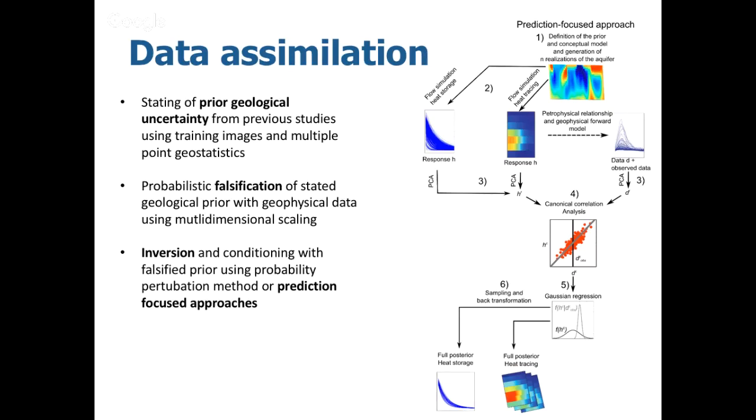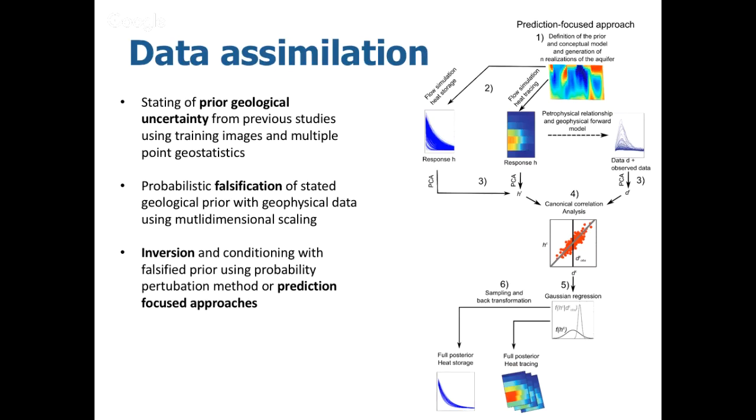The idea is that once you have defined your prior, you do some forward simulation. In this case, it's a heat storage and heat tracing experiment that we're doing on the site. Then you get different responses. This can be a temperature curve, for example, a response time, or a distribution of temperature in the aquifer that we are able to simulate. This contains all the physics of your problem, your boundary conditions, your excitation, the geometry of your aquifer, and everything. Then we use some petrophysical relationship and a geophysical forward model to simulate the data that would be collected on the field. And we get our data.